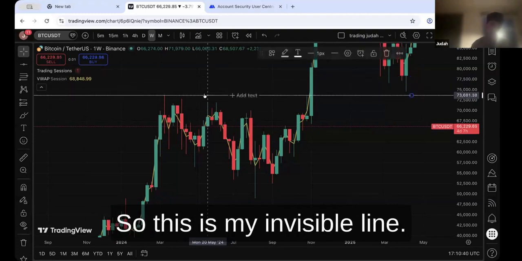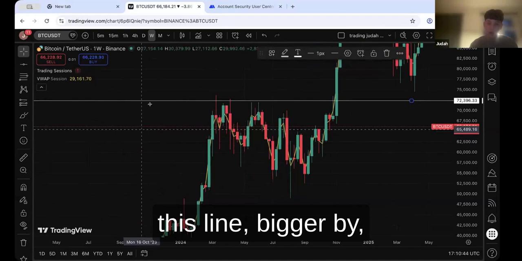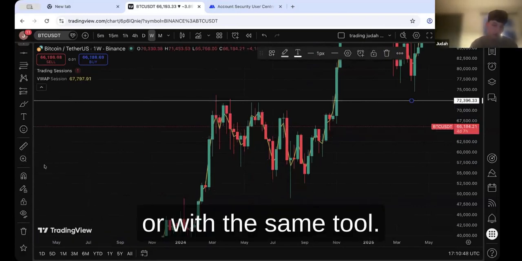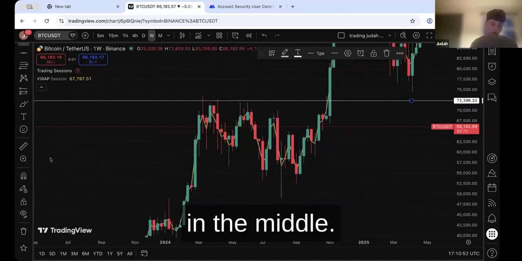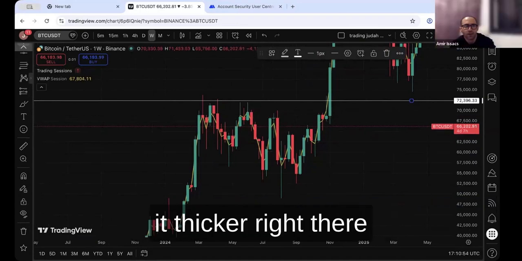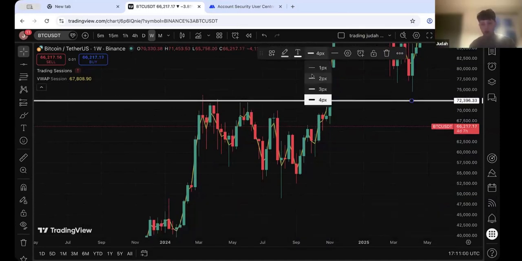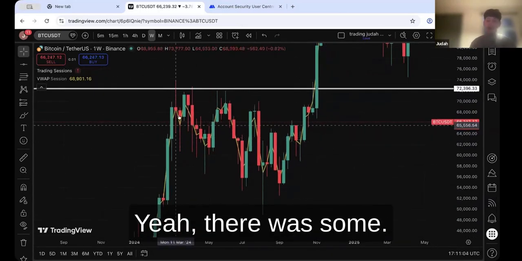So this is my invisible line, and you can even make this line bigger by using a different tool. Or with the same tool, you just click on that 1px right there in the middle, and then you can make it thicker. So this is maybe even a better line.